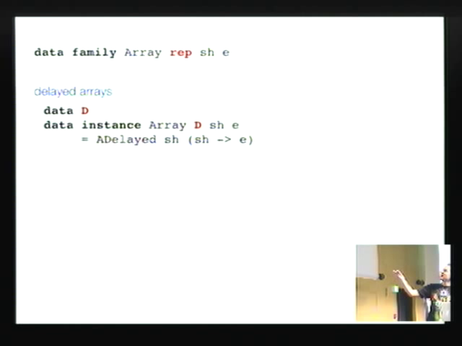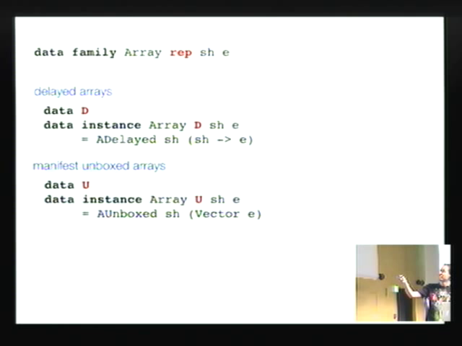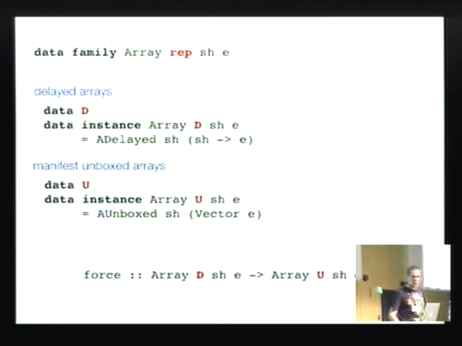as the representation tag. And when I have a manifest array, an unboxed manifest array, I use a type index U and have a U here. Okay? So now the array type reveals what's actually inside it. And with this technique, I can give a much more sensible type to force. Force now takes a delayed array and produces an unboxed array. See what's going on.